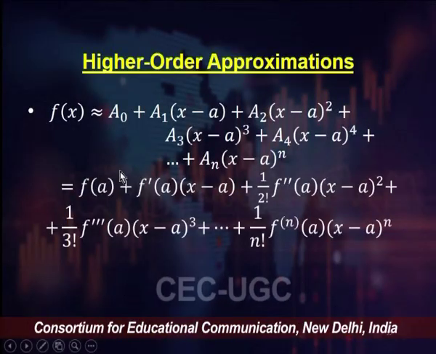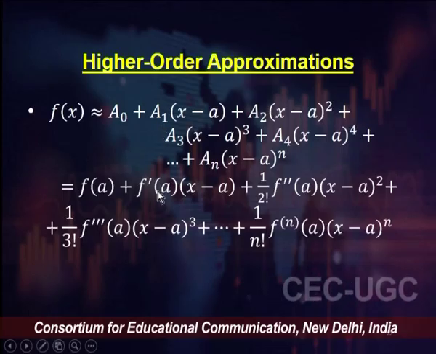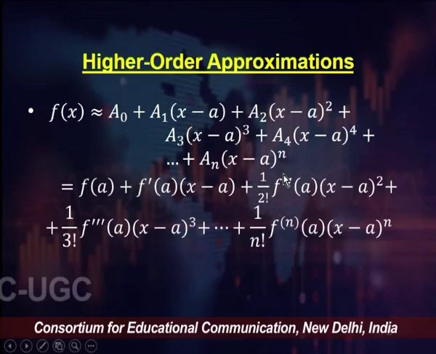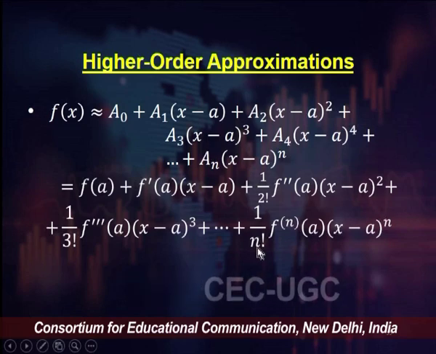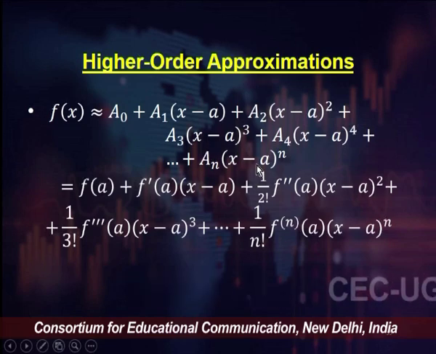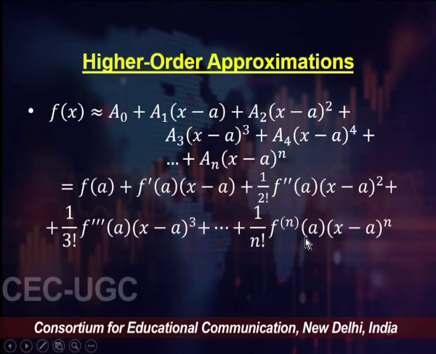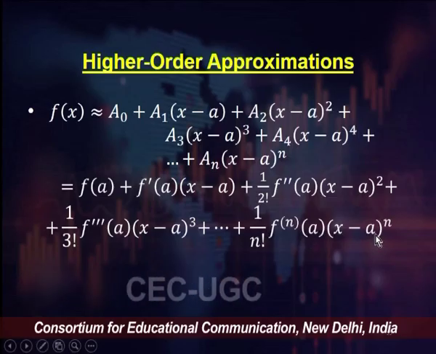So, we've got some interesting patterns: a0 was f of a, a1 was f prime at a, a2 was 1 by 2 factorial f double prime at a, and so on till the last term, which is 1 by n factorial, the nth derivative of the function at a, times (x minus a) to the power n.